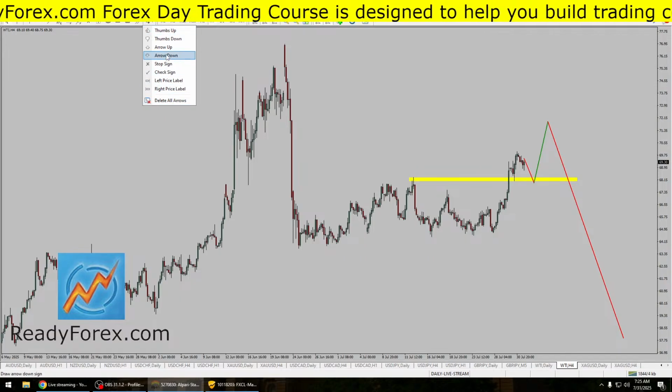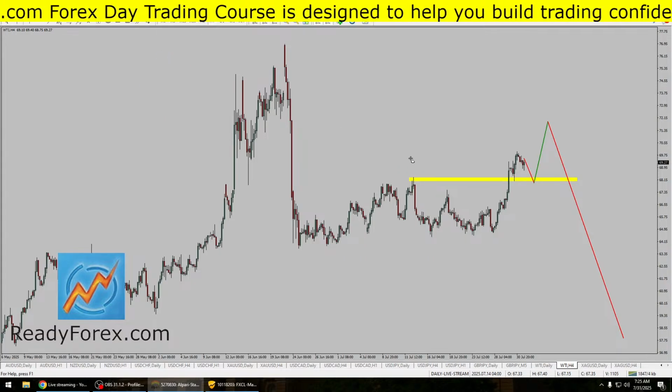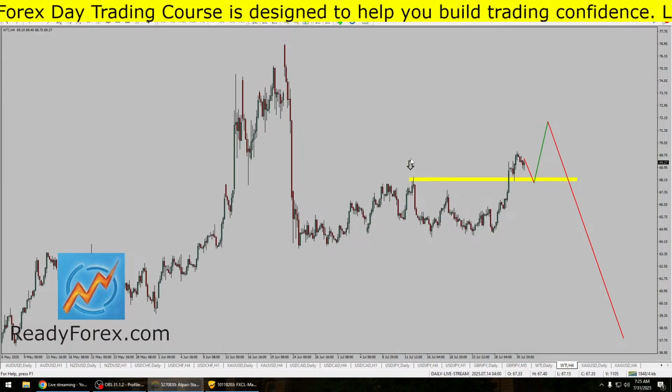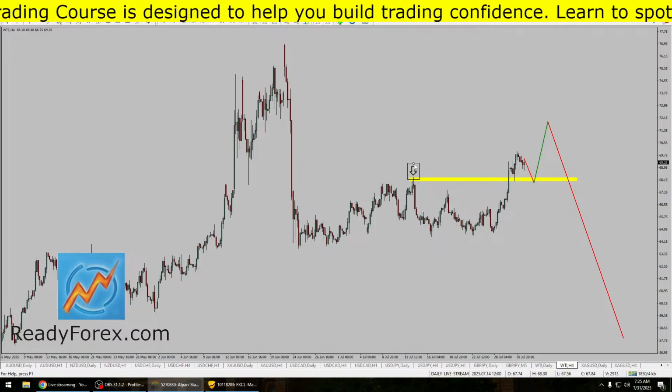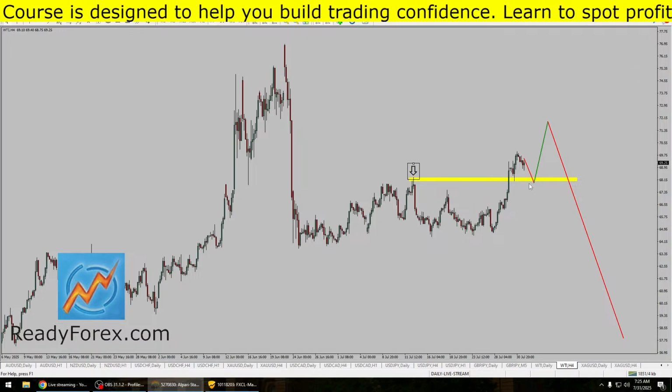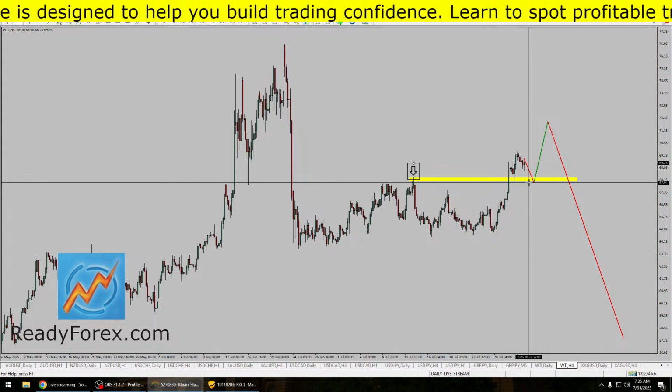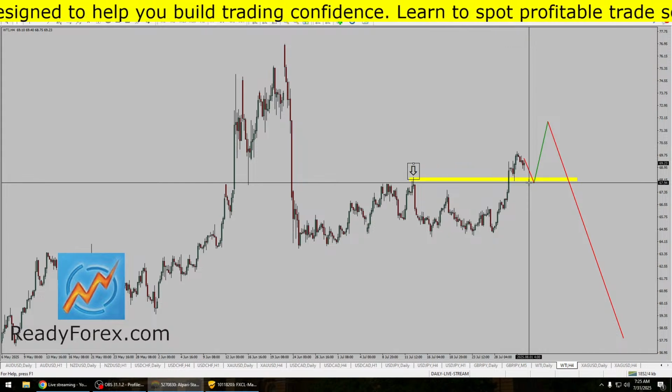So this was the resistance level. Let me draw an arrow to point out. So this was the resistance, and now the same area is most likely going to provide support for the oil.